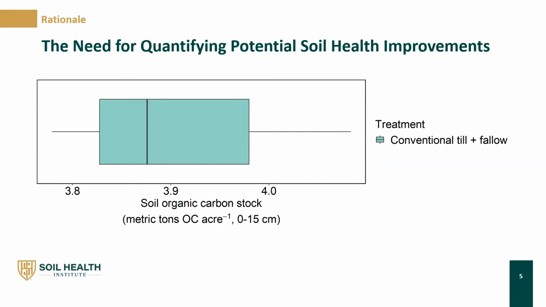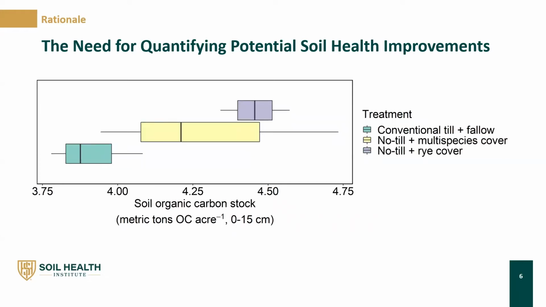One way of getting context is, I'm expanding the graph out now. We still have the same green box plot, but now we see two others. In the yellow, we have a no-till and a multi-species cover, and then in the purple, a no-till with a rye cover. And all of these treatments were at a long-term research site and have been going on for 21 years. So giving these other management practices from a long-term research site is one way of trying to answer the question of how well can I do.